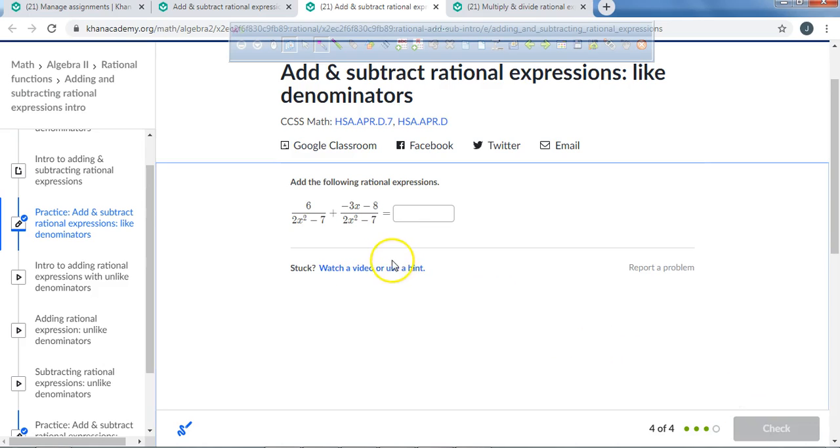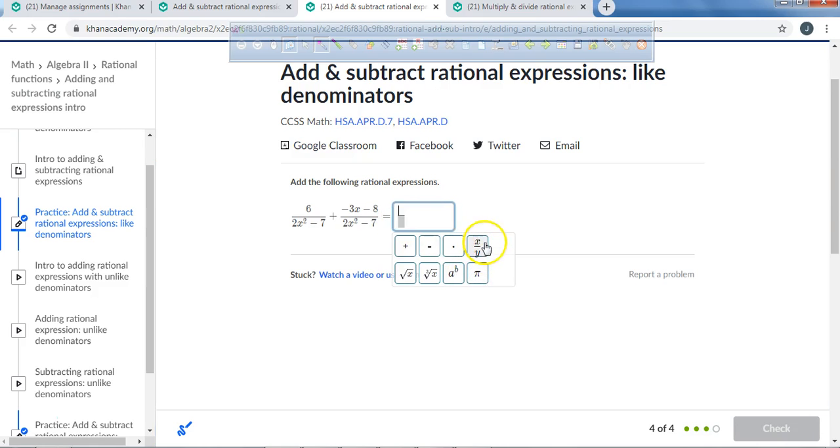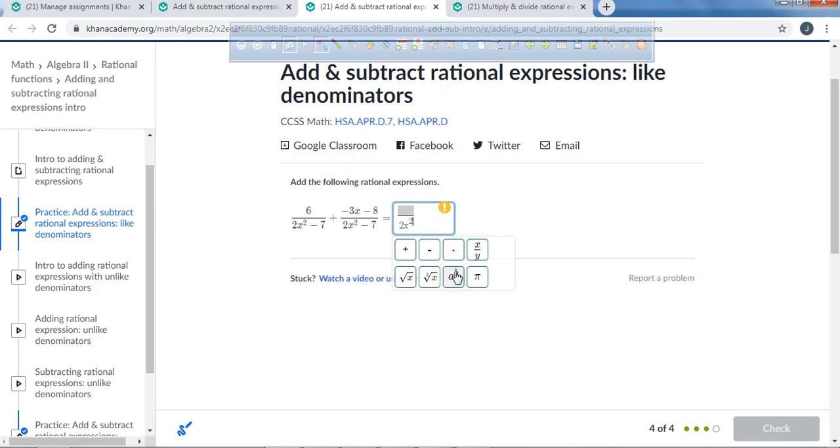Alright. Oh, this will be an easy one. Alright, let's just take a look at it. We won't even have to do a whole bunch of work. These are the same denominator. Let's just add some things that we know. Ready? So, we're just going to go ahead and finish this off. We know the denominator has got to be the same denominator, which is 2x squared minus 7.